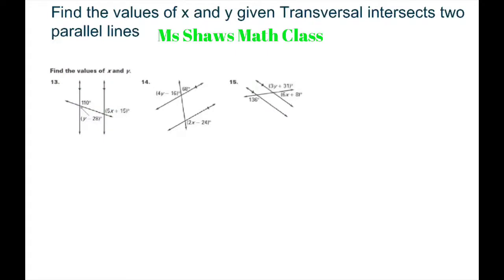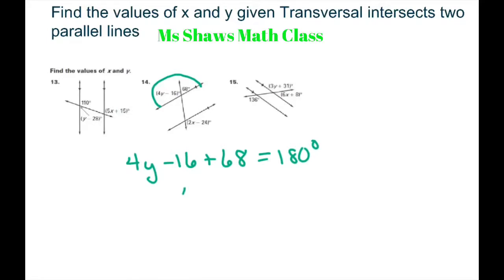The next one we have is 14. So I'm going to do my supplementary angle theorem here because these are parallel lines. So I know that 4y minus 16 plus 68 should equal 180 degrees. So we have 4y plus 52 equals 180 degrees.